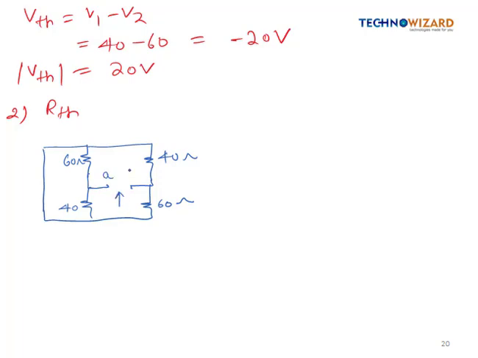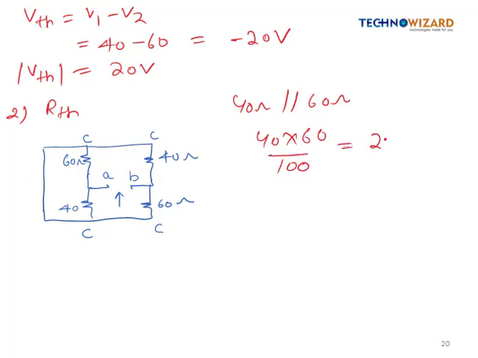Suppose this is terminal A, this is terminal B, and suppose this is terminal C. So this will also be C, because there is no voltage drop, right? Now in between the nodes A and C, these two resistances are connected. It means this 40 ohm and 60 ohm are in parallel. So its R equivalent will become 40 into 60 divided by 100, which is coming as 24 ohm.